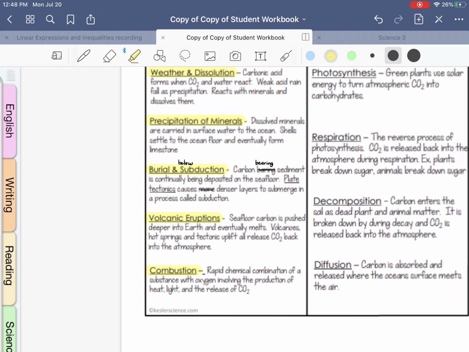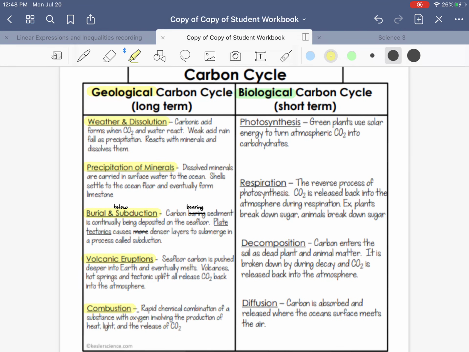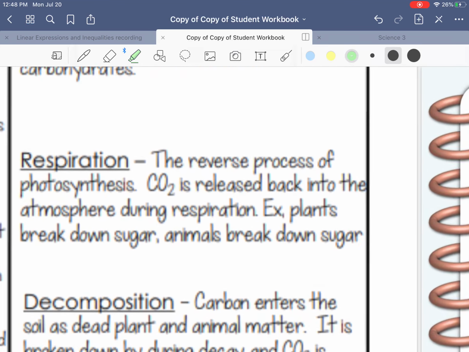So these are just some processes that occur in geology that you need to know about. You don't need to memorize it. I just want you to have heard of those things before and sort of think through those things. So let's look at the processes that are related to life in the carbon cycle.